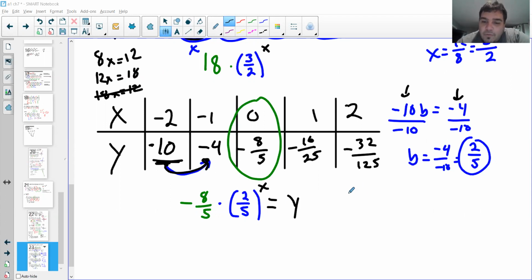Final statement here. Growth or decay. This is going to be 2/5, which is smaller than 1. So this is a decay.